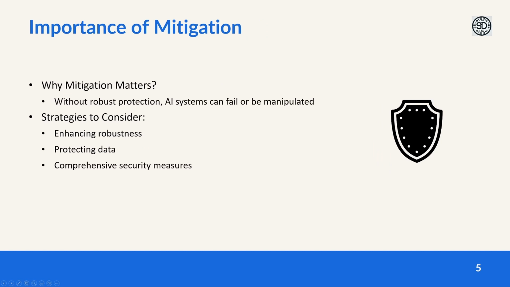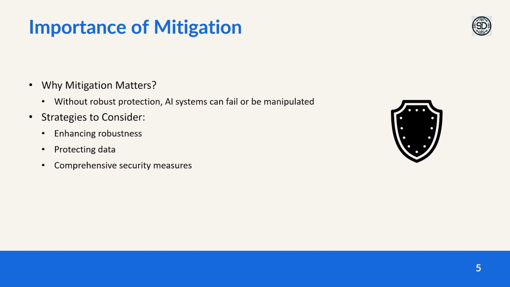So, what can we do about all these threats? This is where mitigation comes into play. AI systems need to be designed with security in mind from the ground up. One way to do this is by strengthening the robustness of the model, making sure that it can withstand attacks by regularly testing it against adversarial inputs.